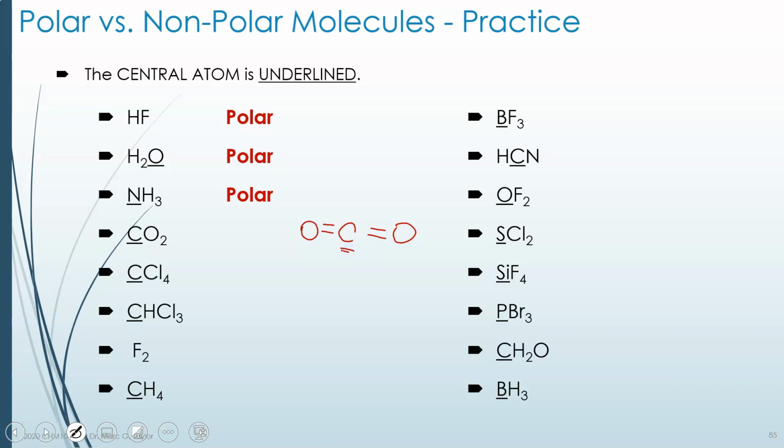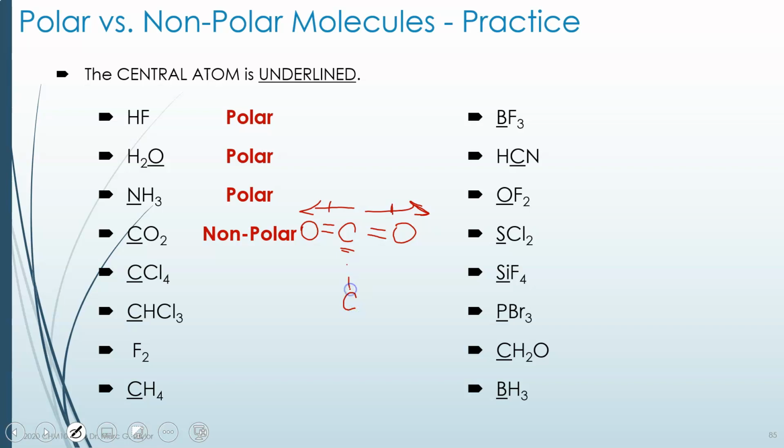And the central atom has no lone pairs, and the oxygens are both very electronegative, pulling the electron density away from the carbon. But they pull away with exactly the same strength in exactly opposite directions, and therefore they cancel each other out, making the whole molecule nonpolar. Carbon tetrachloride has a similar situation.